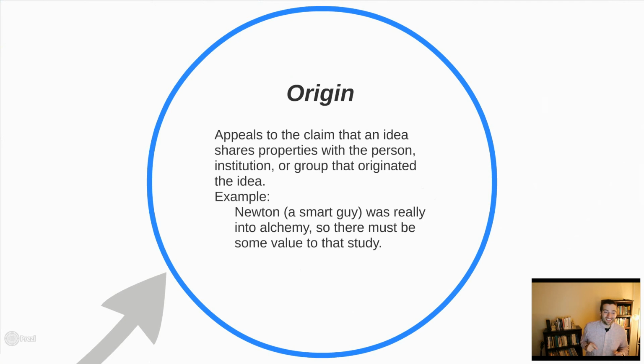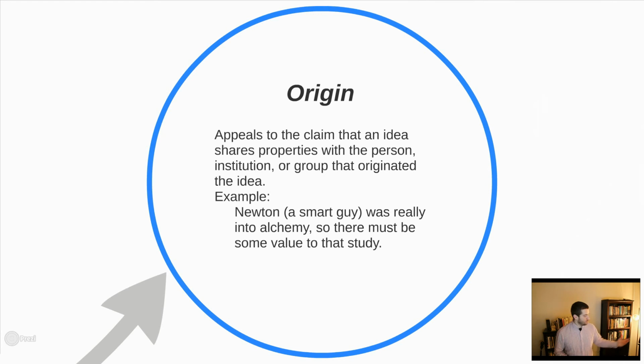So, the appeal to origin fallacy occurs when we claim that an idea shares properties with the person, institution, or group that originated it. That is, just because somebody acted a certain way or came up with a certain idea, we can know that this idea is like them in some way. So let's talk about Isaac Newton, right? Physicist, gravity, that guy. Well, Newton was really smart, and Newton was also obsessed with alchemy. That is the magical pseudoscience of transmuting matter into other forms, right? Turning lead into gold, all that.